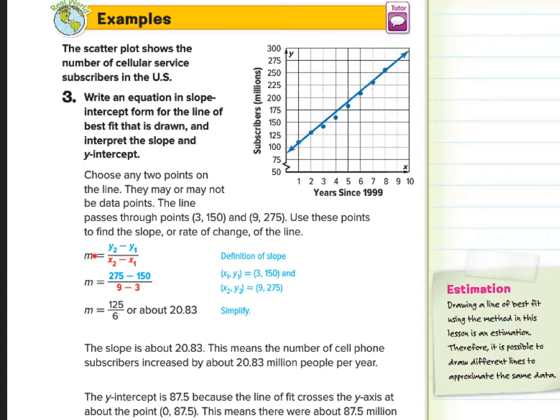And then we did y2 minus y1 over x2 minus x1, which is delta y over delta x, change in y over change in x. We replaced our variables with our y2 minus our y1 over our x2 minus our x1. Found that it was 125 over 6, and when we simplify, we divide the top by the bottom, we get 20.83 over 1, obviously. And that's our slope right there. The slope is about 20.83. This means the number of cell phone subscribers increased by about 20.83 million people per year.